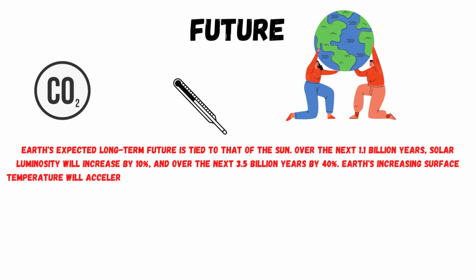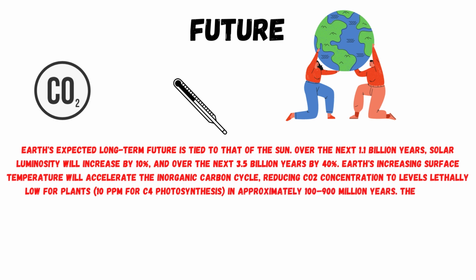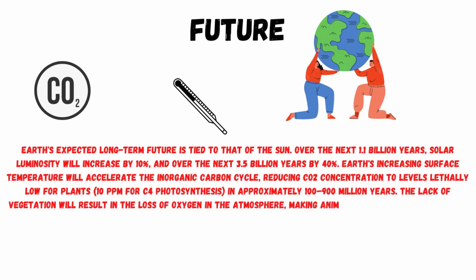Earth's increasing surface temperature will accelerate the inorganic carbon cycle, reducing CO2 concentration to levels lethally low for plants, 10 ppm for C4 photosynthesis, in approximately 900 million years. The lack of vegetation will result in the loss of oxygen in the atmosphere, making animal life impossible.